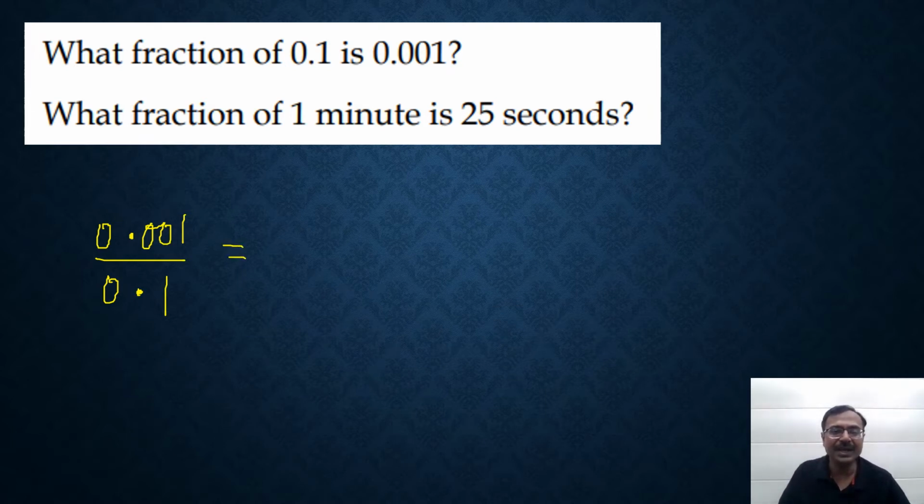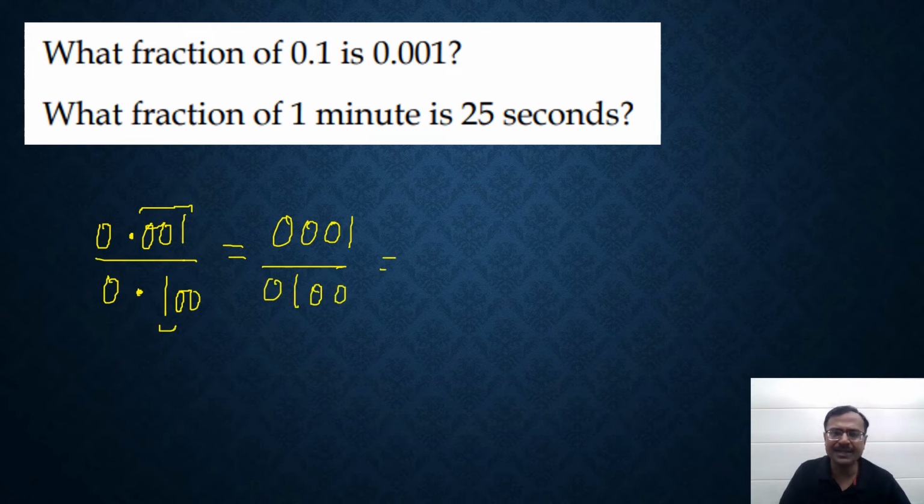We have 3 digits after decimal in the numerator and only 1 digit after decimal in the denominator. So just write 2 zeros here. It doesn't matter, right? After the decimal, you can put any number of zeros. So now forget the decimal. This is 0001 and 0100. That's what? 1 upon 100. And that's 1 upon 100, which is the required answer.